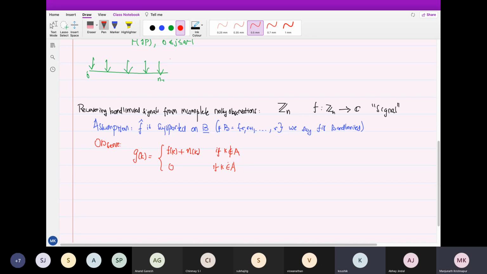What is A? You mean B? No, this is a different set A. B is some subset, and here you are making observations. A is another subset of 0, 1 up to n minus 1.